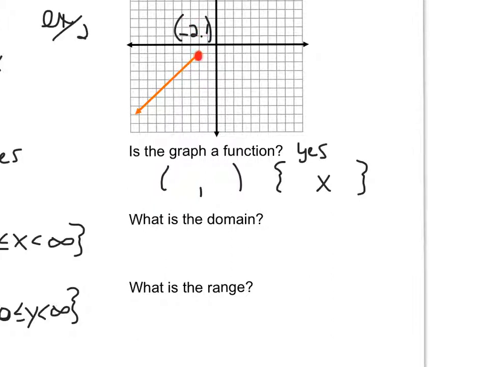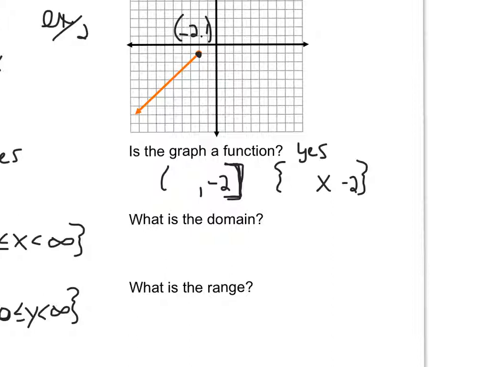So negative 2 is actually the highest value of x. And the highest value of x goes here, and the highest value of x goes there. All right, so negative 2, does it include negative 2? Yes, it does, so that means I'm going to have a bracket where the negative 2 is.